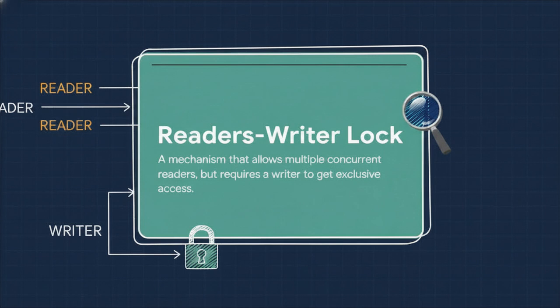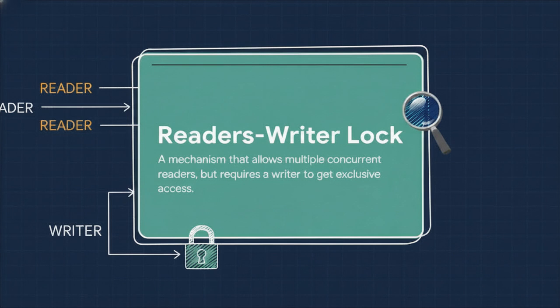So, how do you prevent this chaos? Well, there are a few different philosophies. One approach is to be pessimistic. You assume things are going to go wrong, so you use locks to control access and prevent conflicts before they even happen. A classic tool for this is a reader's writer lock. On the other hand, you could be optimistic.